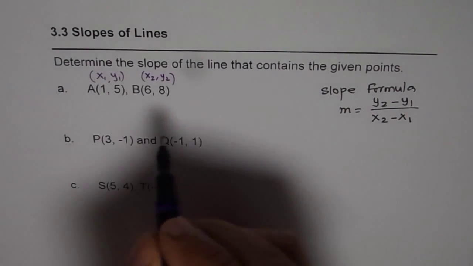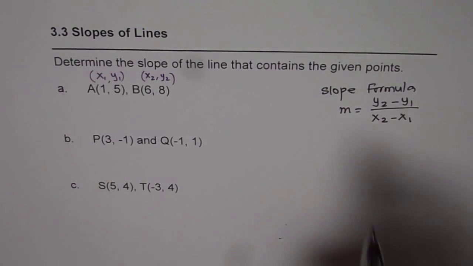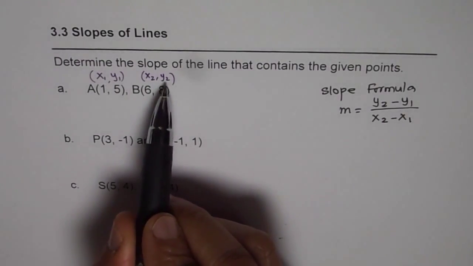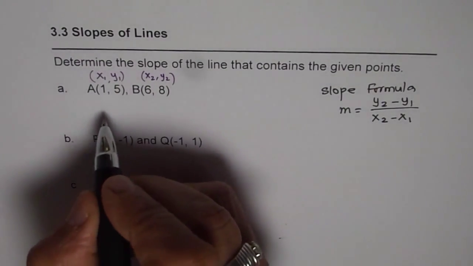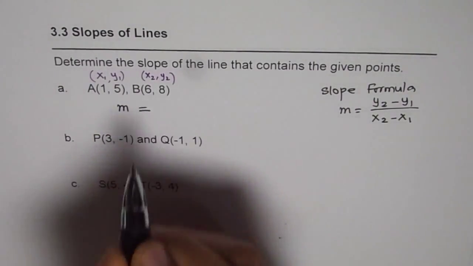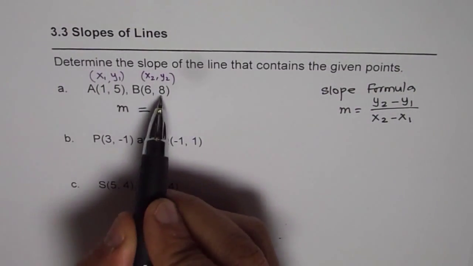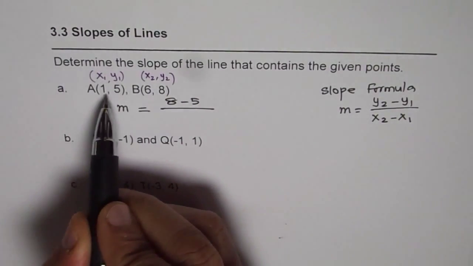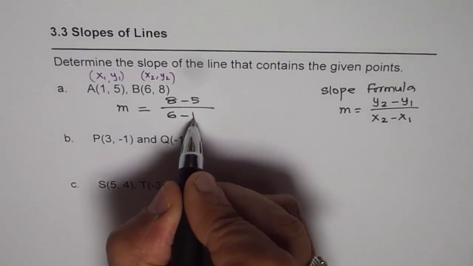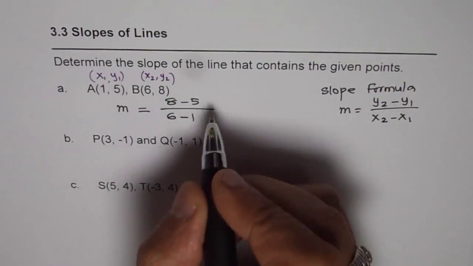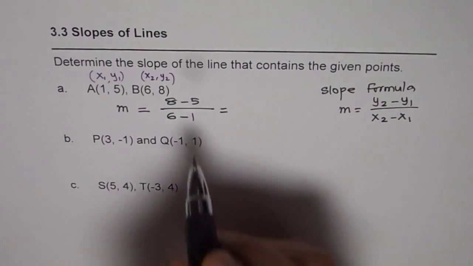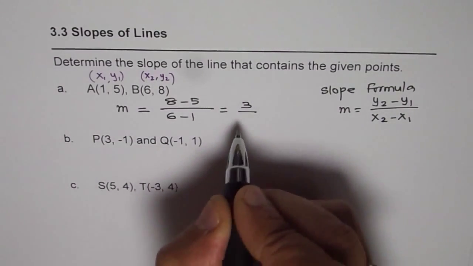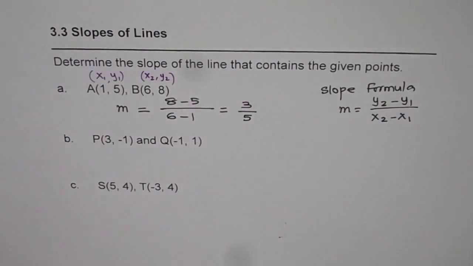So now, if I substitute in the slope formula the values of x1, y1 and x2, y2, I get the slope. So I can write down here that slope m is equal to y2 minus y1, that means 8 minus 5, divided by x2 minus x1. Order is very important. Don't mix this up, right? And when we simplify, what do we get? 8 minus 5 is 3. 6 minus 1 is 5. So we get slope of 3 over 5.